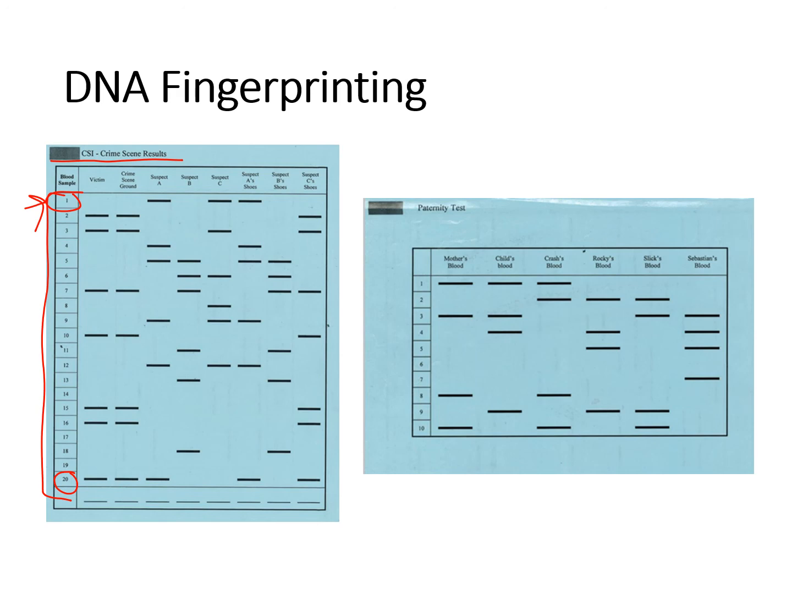The second DNA fingerprint is a paternity test. This gives you a sample of the mother's DNA, the child's DNA, and 4 potential fathers. And again, when you are talking about different bands, to identify the bands, you give them numbers. So all of this is band number 1. All of these across here are band 10.